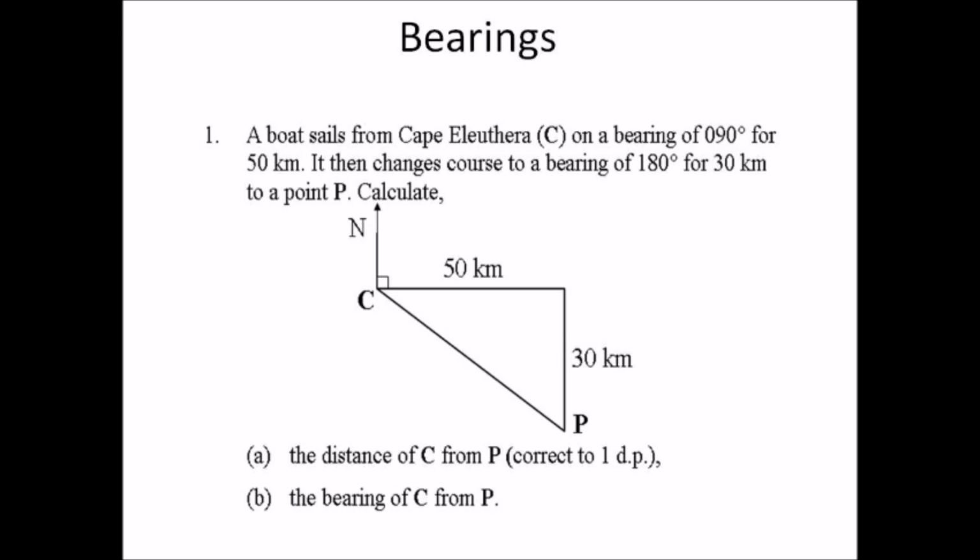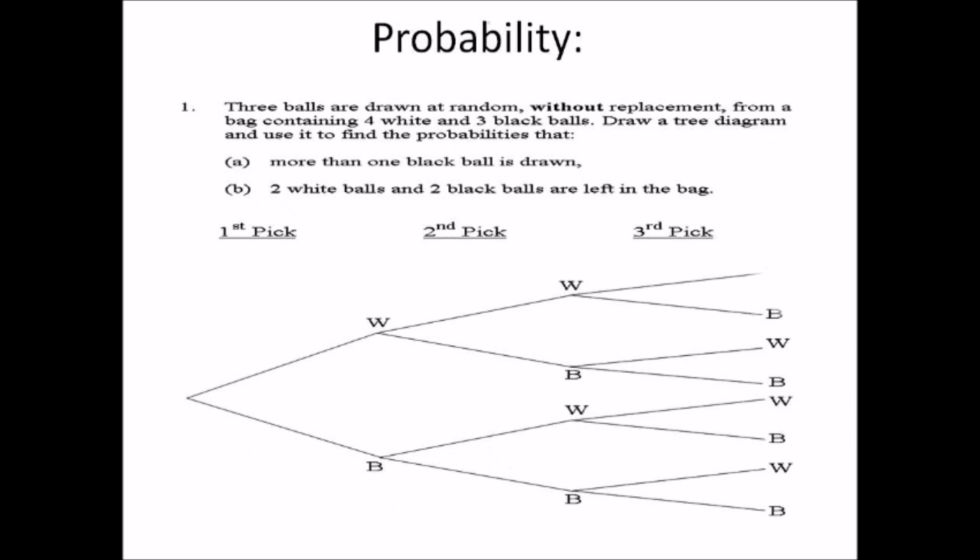Okay, you should be completed with bearings. Let's move on to probability. And you have a tree diagram. 3 balls are drawn at random without replacement from a bag containing 4 white and 3 black balls.